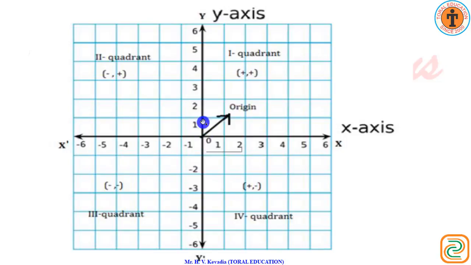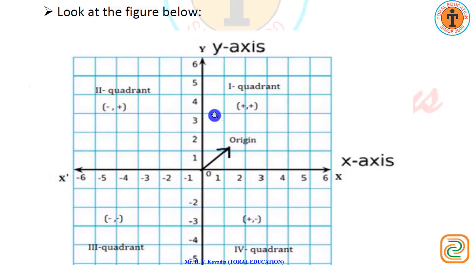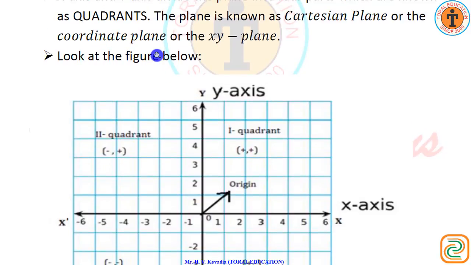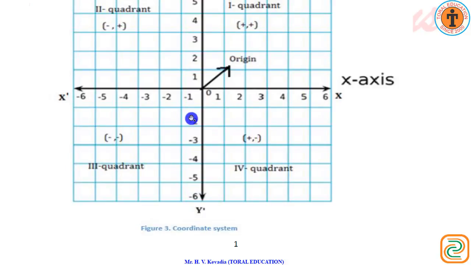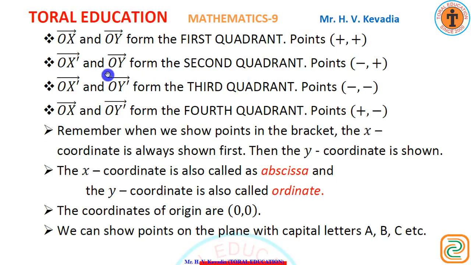This one is the origin, this is the y-axis, this one is the x-axis, and the intersecting point is known as the origin. You will be asked some questions in the examination, so you should pay proper attention to this chapter. So this is the Cartesian plane. It is also known as the xy plane or the coordinate plane. This chapter is very short and we will explain it in one video only.